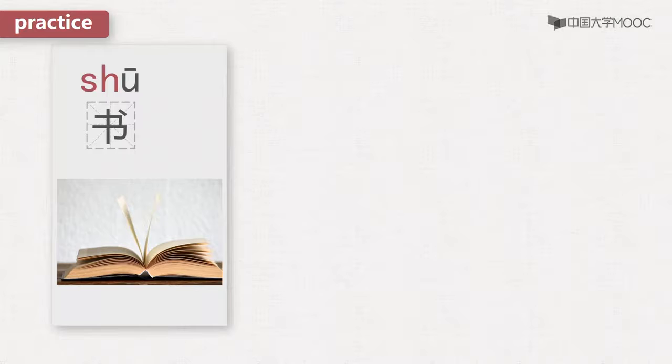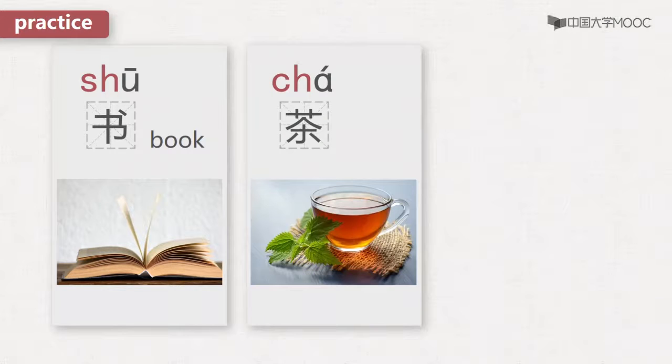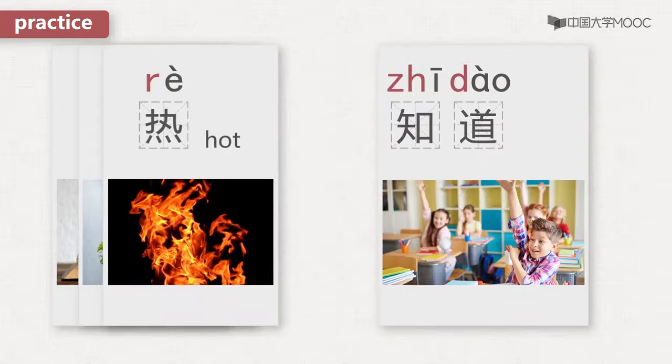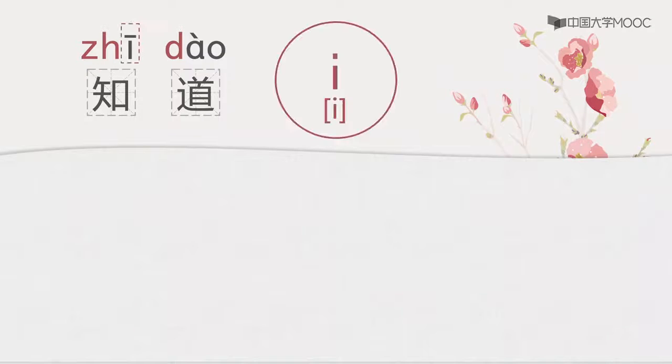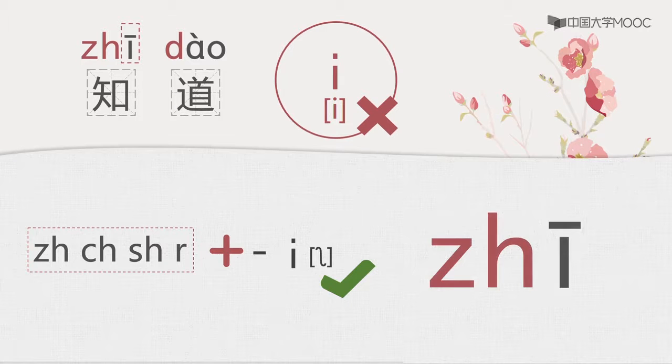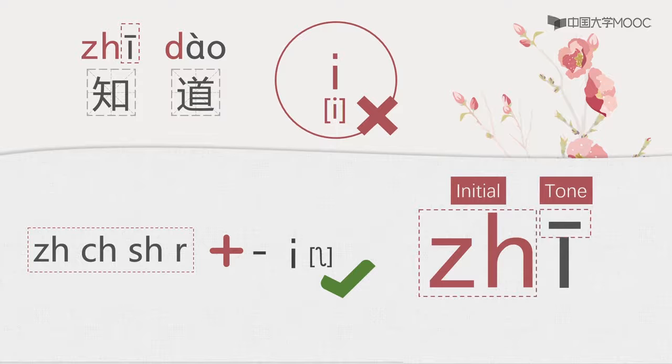Let's practice some syllables. 诗屋, shu, book. 吃啊, cha, tea. 热, hot. 知道, to know. Here, 知, this is not e. E cannot be put after 知, 吃, 是, 日. This is a special final used after them. When you see it, you only have to read the initial and the tone on it.